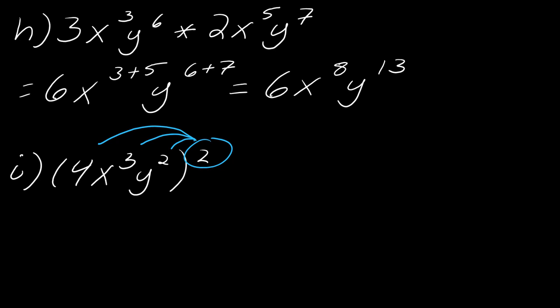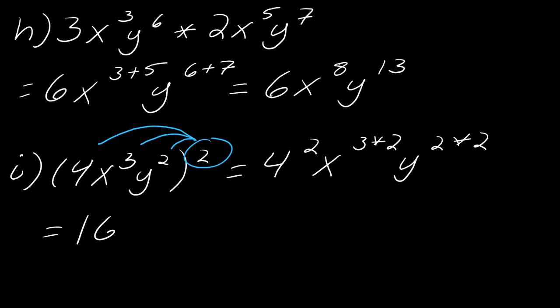Oftentimes people will forget that the 4 needs to be squared. The best way to prevent yourself from making this error and not doing anything with the 4 is to force yourself to write that you need to have 4 squared. Now, for the rest of these other exponents, they're all getting multiplied by 2 because this is just an application of the power rule. Yeah, I said power rule. Okay. And so to finish, this will be 16 x to the 6th, y to the 4th.